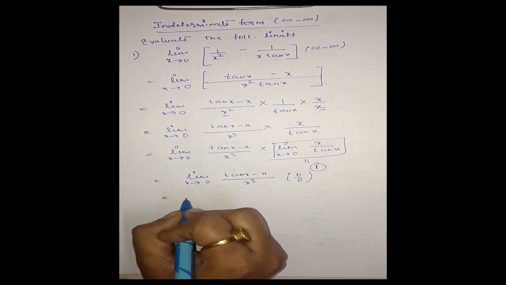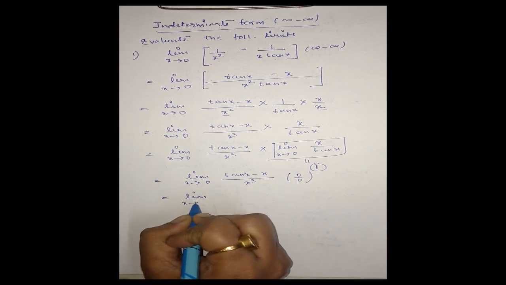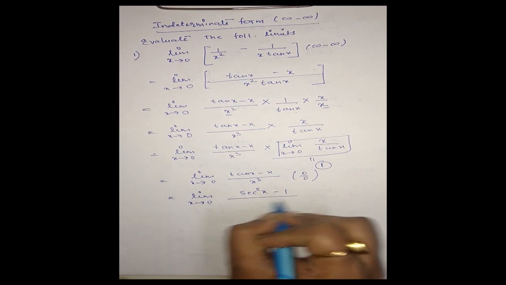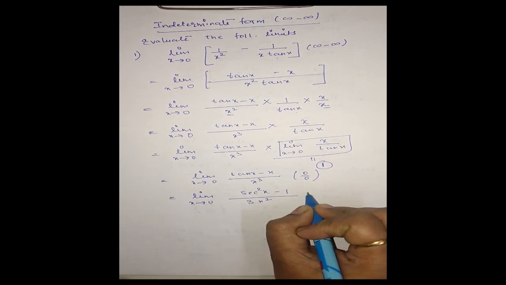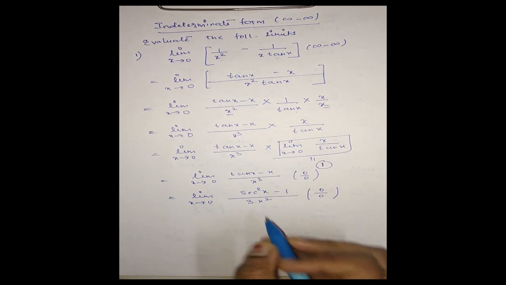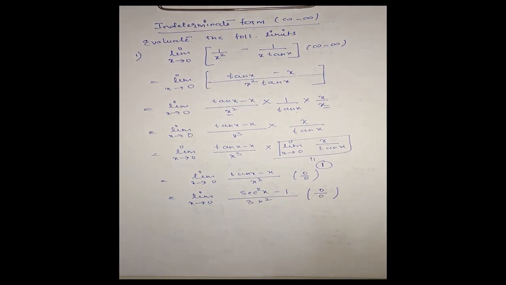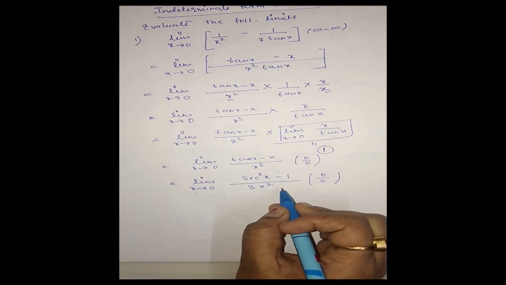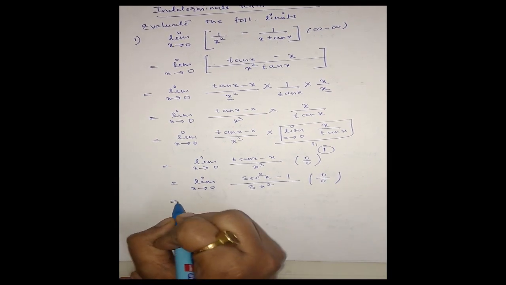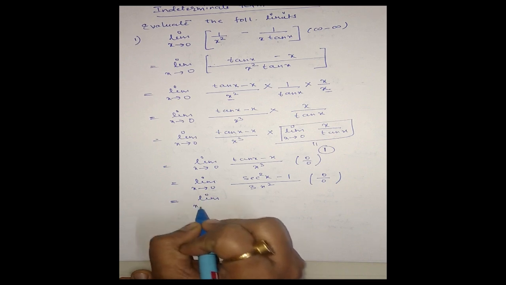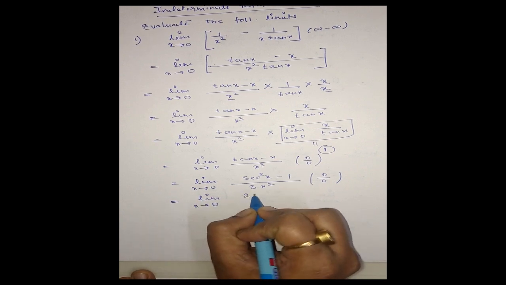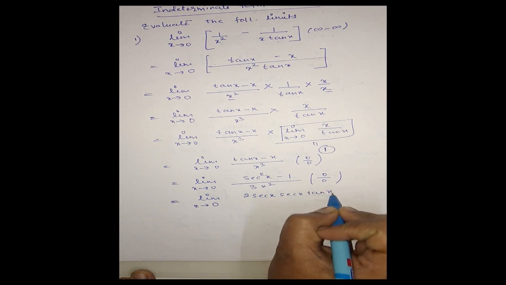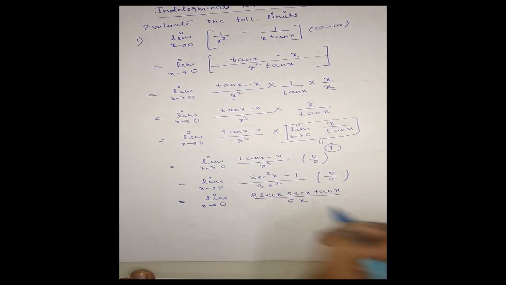Now applying L'Hopital rule here, this can be written as limit sec square x minus 1 divided by 3x square. Again, this is 0 by 0 form. Sec square at 0 is 1. 1 minus 1, 0 divided by, here we have 0. Now again applying L'Hopital rule, limit x tending to 0, this is 2 sec x tan x divided by 6x.